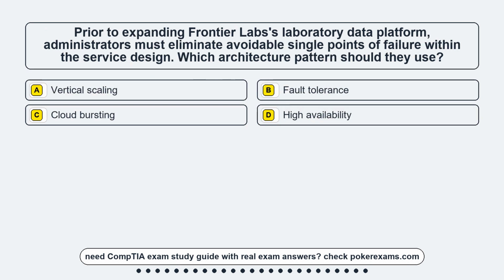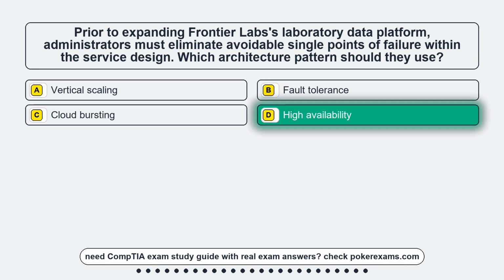Question 2. Prior to expanding Frontier Labs' laboratory data platform, administrators must eliminate avoidable single points of failure within the service design. Which architecture pattern should they use? Option A, vertical scaling. Option B, fault tolerance. Option C, cloud bursting. Option D, high availability. The correct answer is option D, high availability.